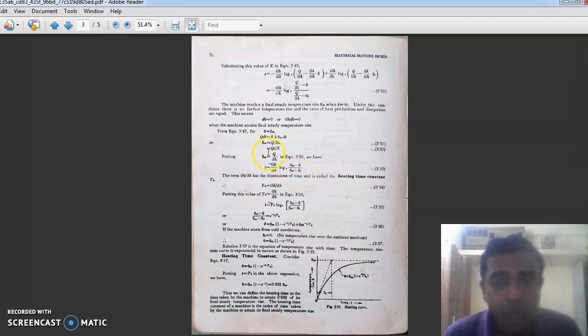Now this part, gh by s lambda, is known as the heating time constant. Why is it called a heating time constant? If you substitute all the units of these terms, you get a dimension of seconds. That is why this term is called a heating time constant. So if we substitute th for that, we get t equal to minus th log to the base e of theta m minus theta, by theta m minus theta I.